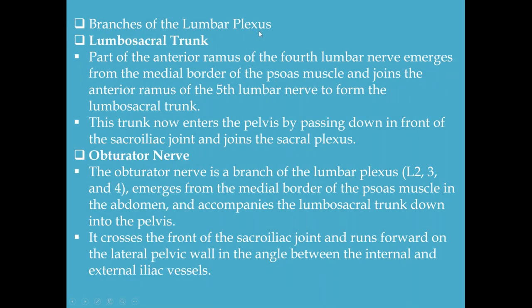And the branches of the lumbar plexus include the lumbosacral trunk. The part of the anterior rami of the fourth lumbar nerve emerges from the medial border of the psoas muscle and joins the anterior rami of the fifth lumbar nerve to form the lumbosacral trunk. This trunk enters the pelvis by passing down in front of the sacroiliac joint and joins the sacral plexus. The obturator nerve is a branch of the lumbar plexus that emerges from the medial border of the psoas muscle in the abdomen and accompanies the lumbosacral trunk down to the pelvis.